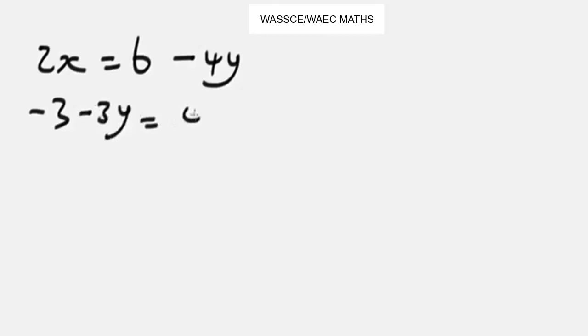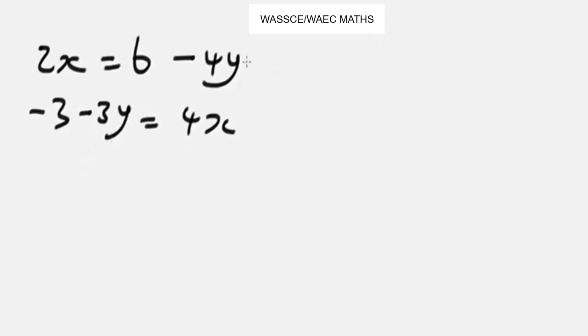2x equals 6 minus 4y, and we also have minus 3y equals 4x. So I am asked to find the values of x and y respectively. So this is a simultaneous equation. And the first thing you have to do is to arrange these linear equations respectively.